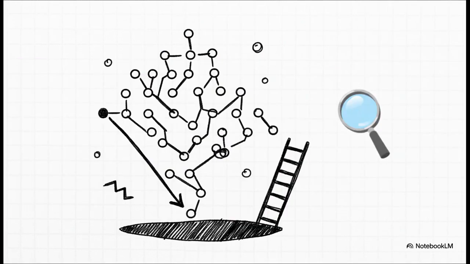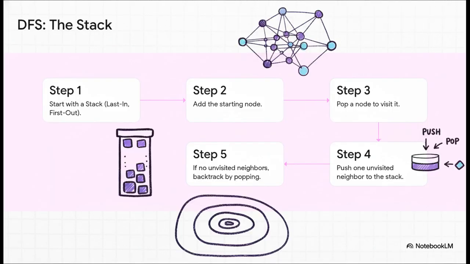Okay, now for its counterpart, DFS. The strategy here is the polar opposite. It is all about depth. The goal is to go as far as you possibly can down a single path. Once you hit a dead end, you backtrack just enough to try the next available turn. That's it. And the engine for this deep dive is a stack. A stack is last in, first out, or LIFO.